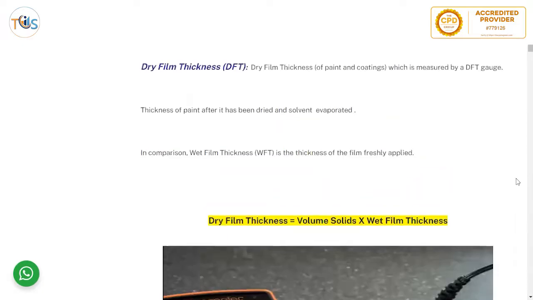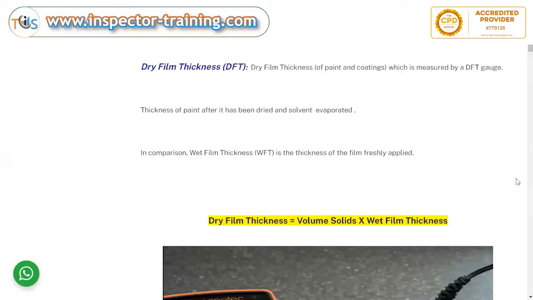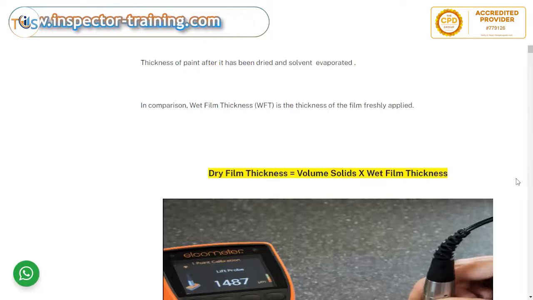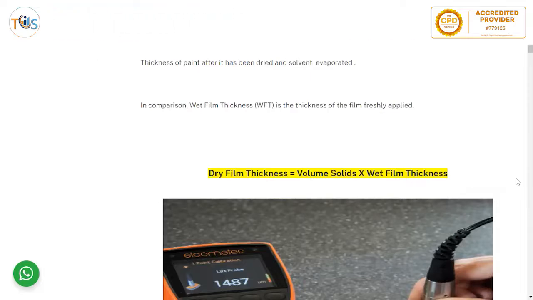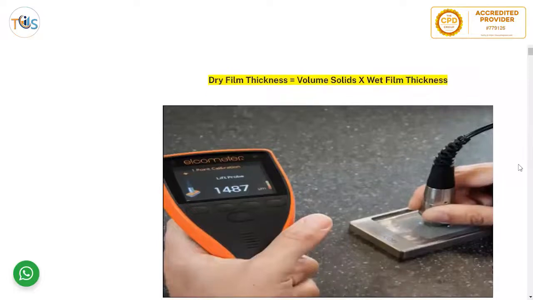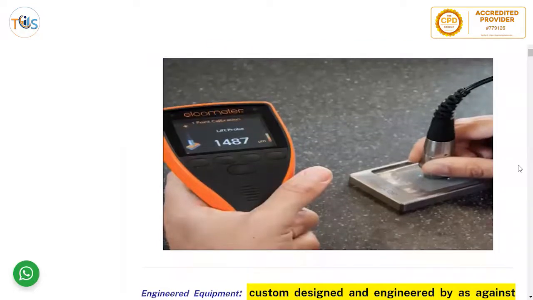Dry film thickness of paint and coating is measured by a DFT gauge. It is the thickness of the paint after it has been dried and the solvent evaporated. In comparison, wet film thickness is not yet dried. So dry film thickness is actually equal to the volume of solids times the wet film thickness. Say a paint has a solvent, where the paint is dissolved in the solvent.